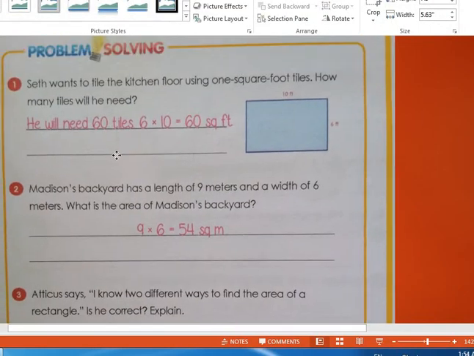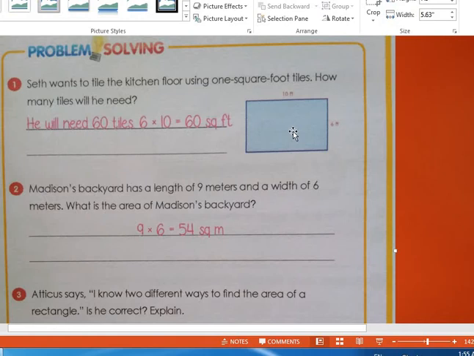Problem solving. Seth wants to tile the kitchen floor using 1 square foot tiles. How many tiles will he need? I have here the kitchen in a rectangular shape. Why rectangular shape? Because the length is different from the width here. Okay, I have 10 and 6. So I want to know how many tiles he will need for the kitchen floor.